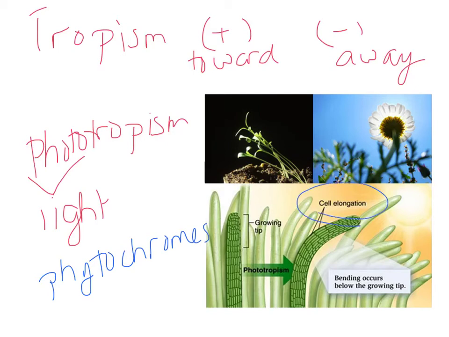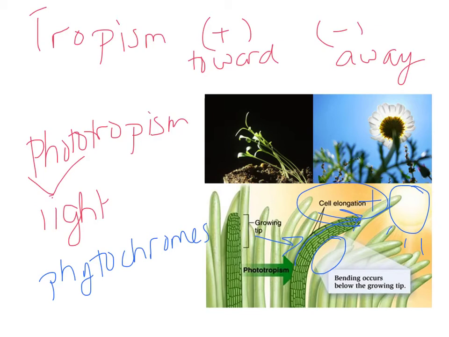You can see this cell elongation happening here. The cells on the side away, here's your sun over here, the cells on the side away from the sun will elongate, causing that plant to bend towards the sun. These cells over here do not shorten. It's the ones on the far side that elongate. And so this instance here is a positive phototropism. It's bending toward the light.